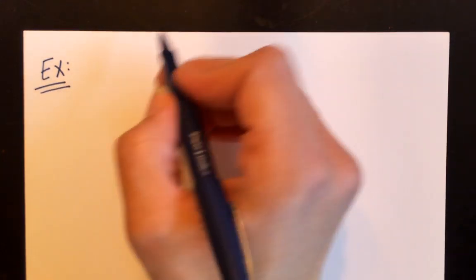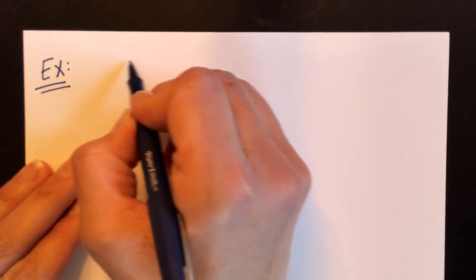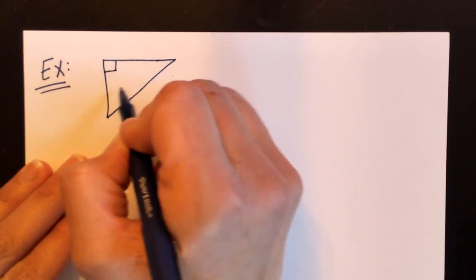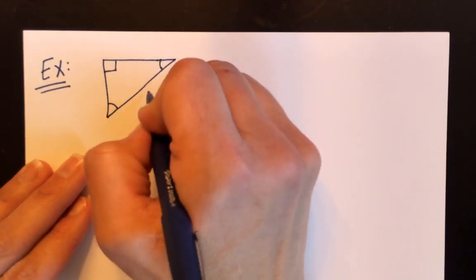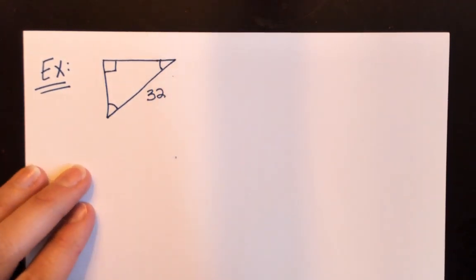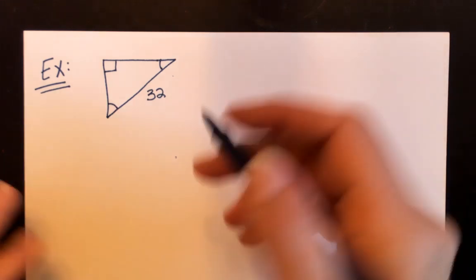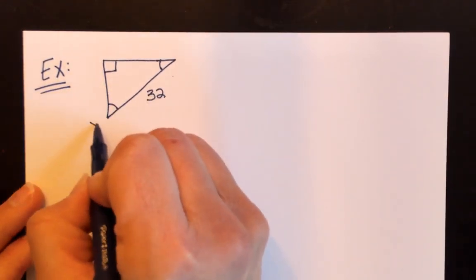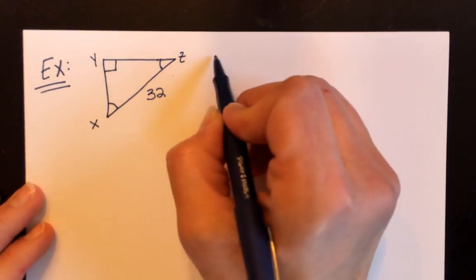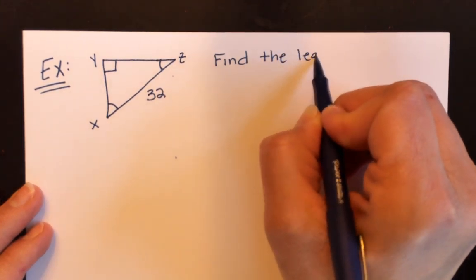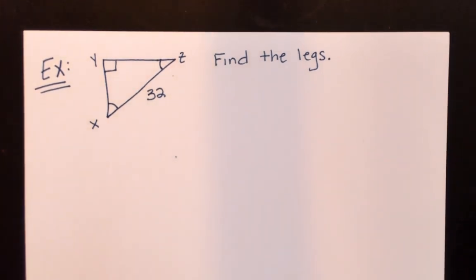The example that I am going to put on looks similar. I'm going to make this guy 32 though, so notice I'm not even going to put a radical there. The last one that I did had a radical. This one, it doesn't. We'll call this X, Y, Z, and we want to find the legs. So instead of saying find X, Y, and find Z, Y, we're going to say find the legs. So we're incorporating some vocabulary.